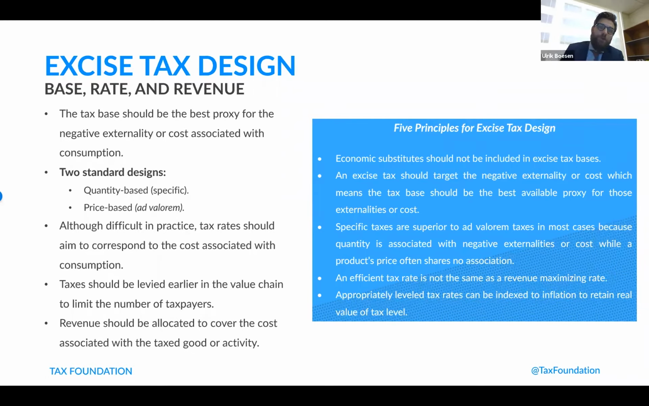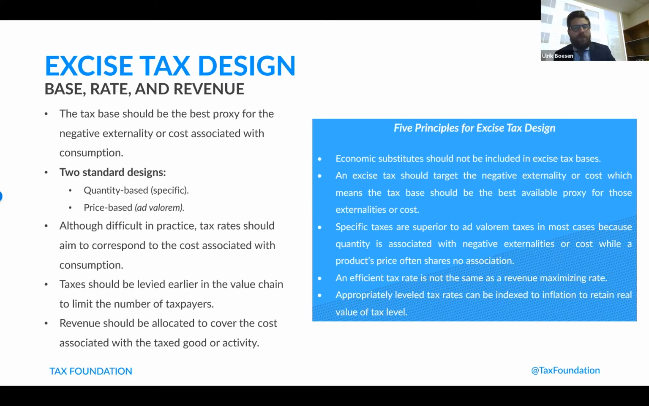And generally, there are two ways that excise taxes are designed. They're either based on quantity, which we call specific, or based on price, which we call ad valorem. Now, quantity is almost always superior to ad valorem, because we're trying to internalize an externality. We're trying to find a proxy for use that's almost always determined by the quantity consumed, not by the price the consumer pays. The next question is setting the rate.